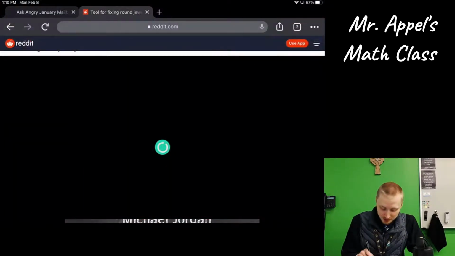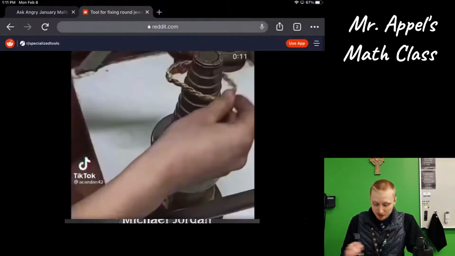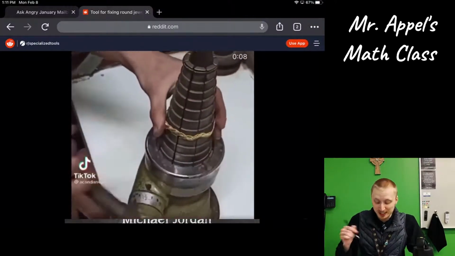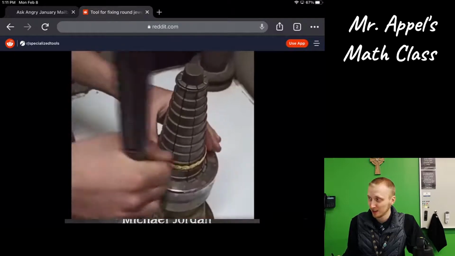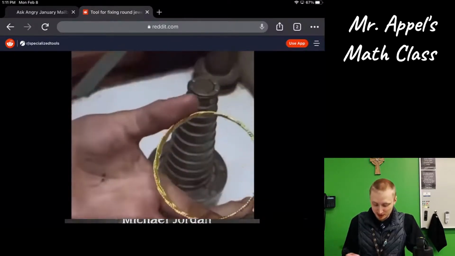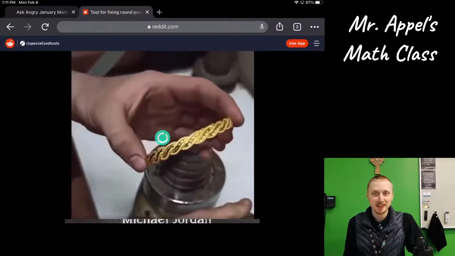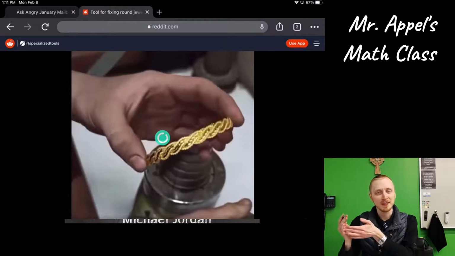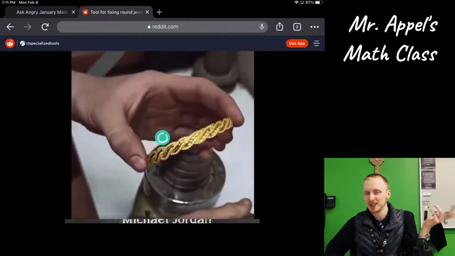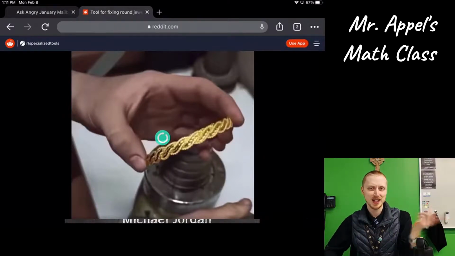Check out this guy. He's got a gold bracelet that's bent out of shape and all mangled and mashed up. But look at the tool he's got. Look at that. And done. Perfect circle. He makes it seem so easy. That's because he's got the specialized tool, right? He's got that in his toolbox, so now this isn't a problem for him at all. He's like, oh, I've got the tool to fix that. I can take care of that, no problem.